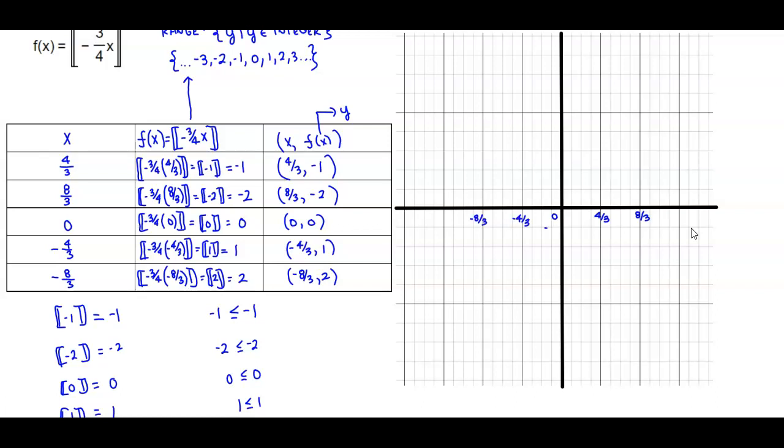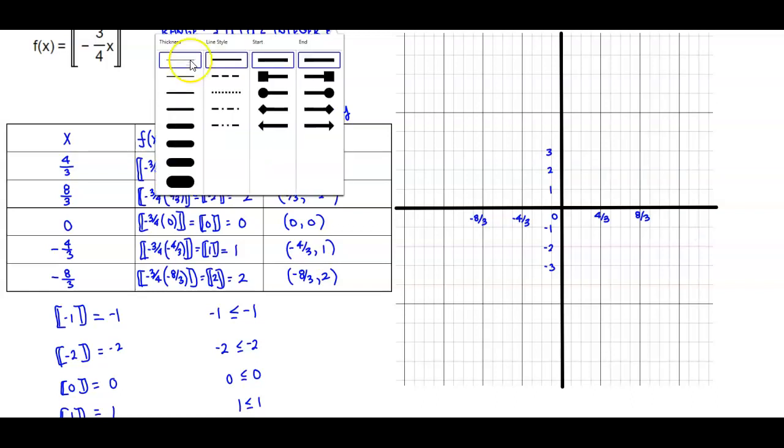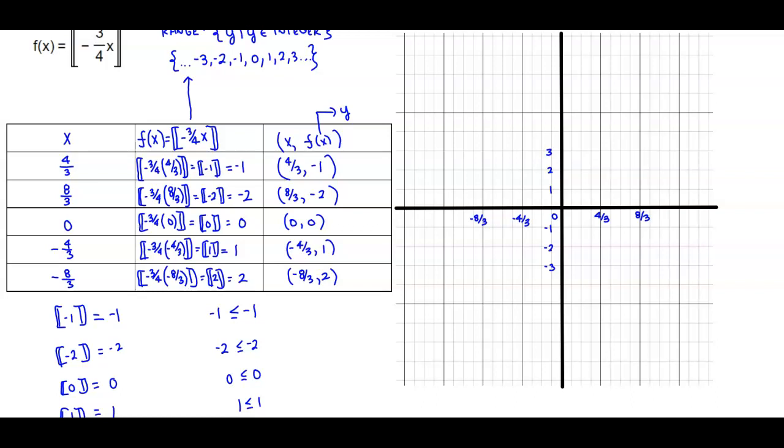We know that this is negative 1. We know that this is negative 2. And this is negative 3. And this is positive 1, positive 2, and then positive 3. Okay, now what we're going to do is plot these points to then determine what our graph is going to look like.